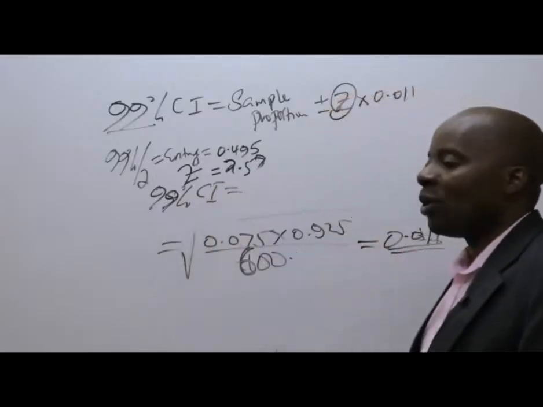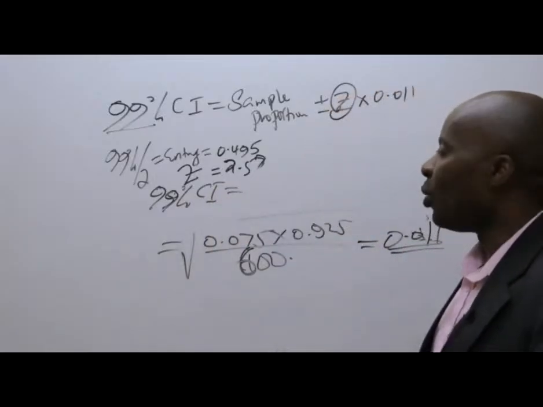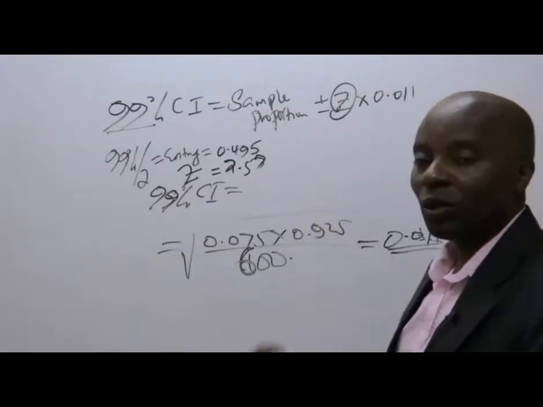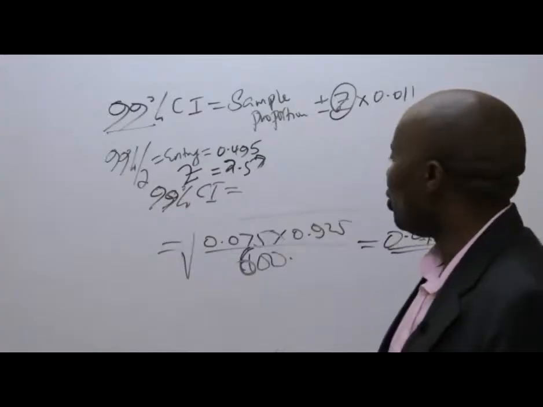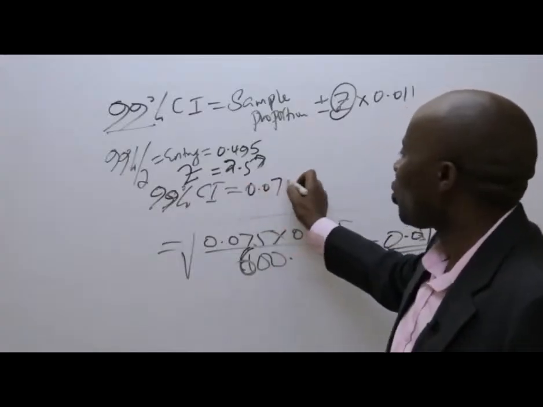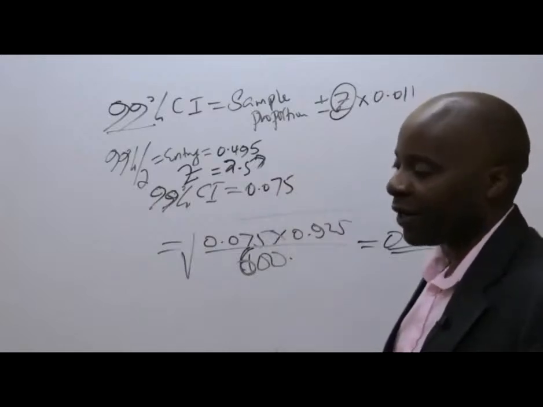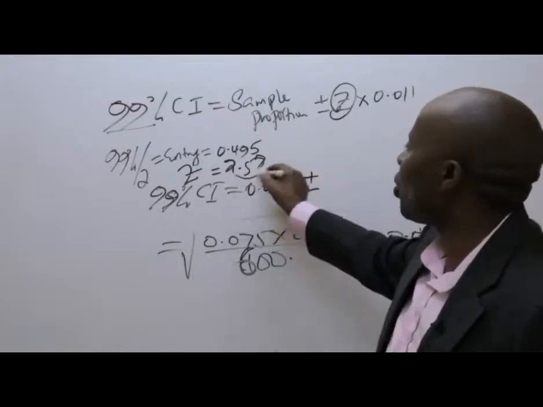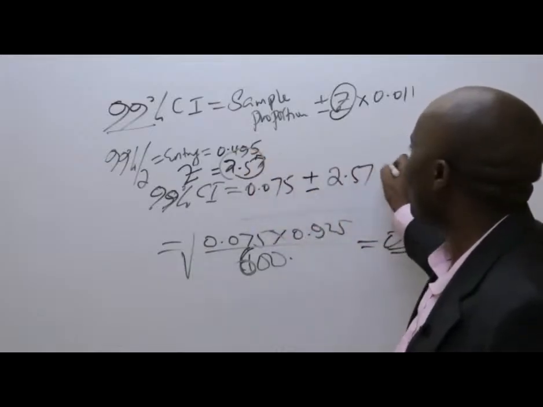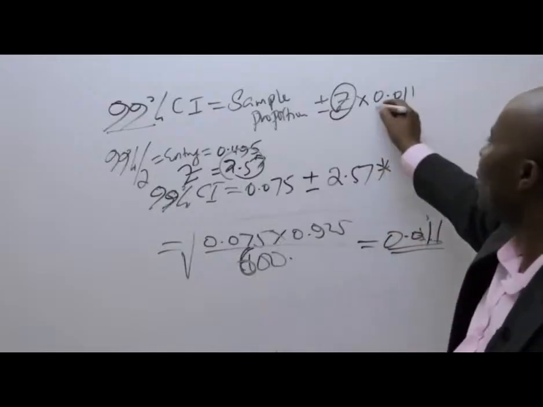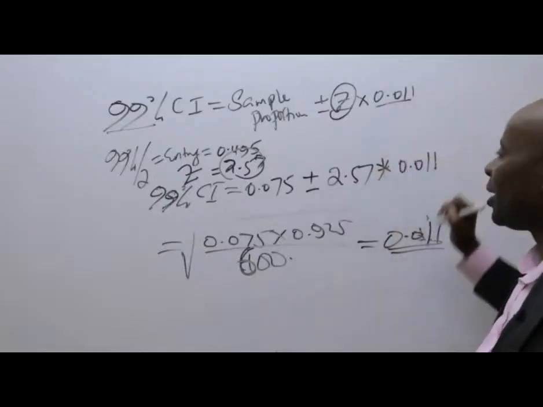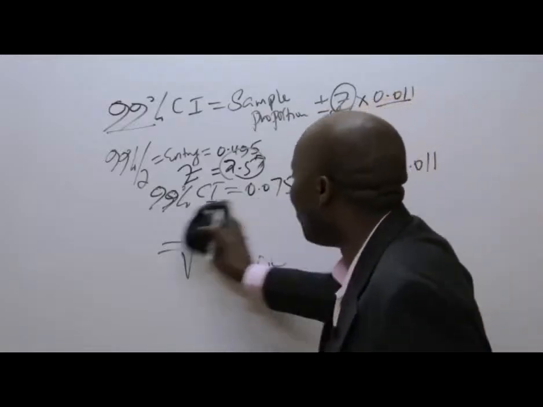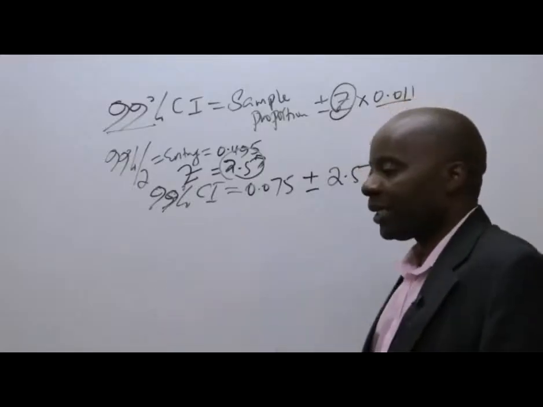Once I have my 2.57, I will give you the 99% confidence interval. This will be equal to the sample proportion, the one you gave me, 45 over 600, a figure of 0.075, plus or minus the Z score that you've read, which is 2.57, times the standard error, which is 0.011. So could you kindly go ahead and give us the lower limit and the upper limit?